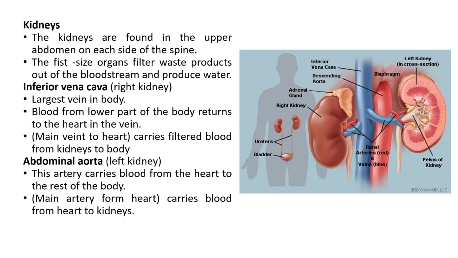Our kidneys are found in the upper abdomen on each side of the spine. Our kidneys are fist-sized organs that filter waste products out of the bloodstream and produce urine. As you can see in the picture, the inferior vena cava, beside the right kidney, is the largest vein in the body. The blood from the lower part of the body returns to the heart in this vein. It is the main vein to the heart, so it carries filtered blood from the kidneys to the body. The abdominal aorta, beside the left kidney, is the artery that carries blood from the heart to the rest of the body. It is the main artery from the heart, so it carries blood from the heart to the kidneys.